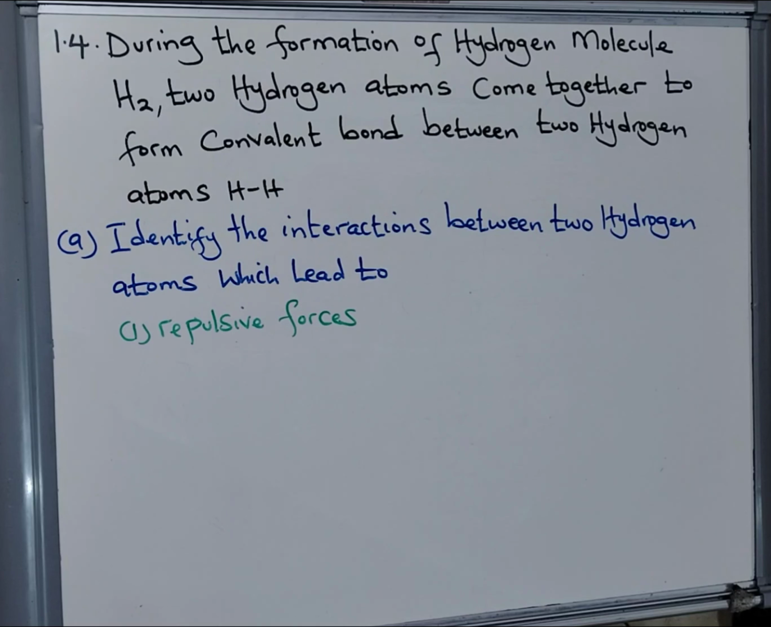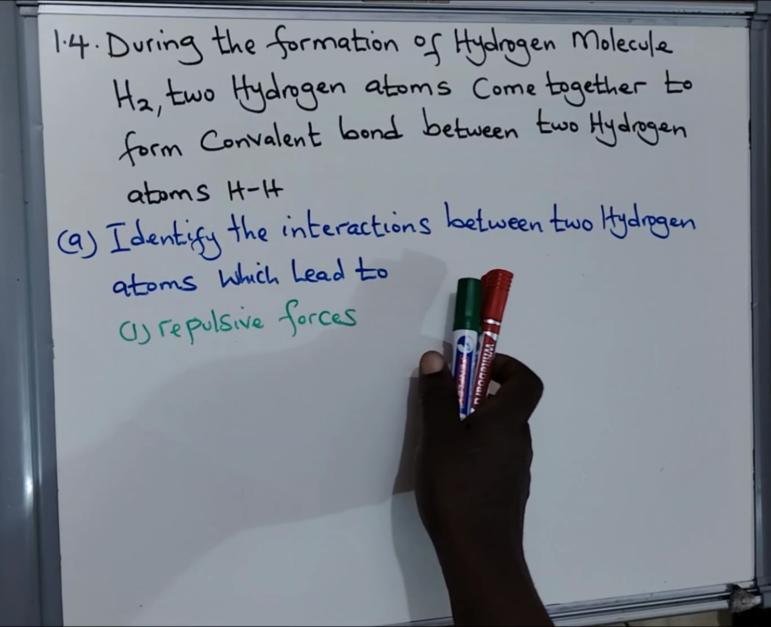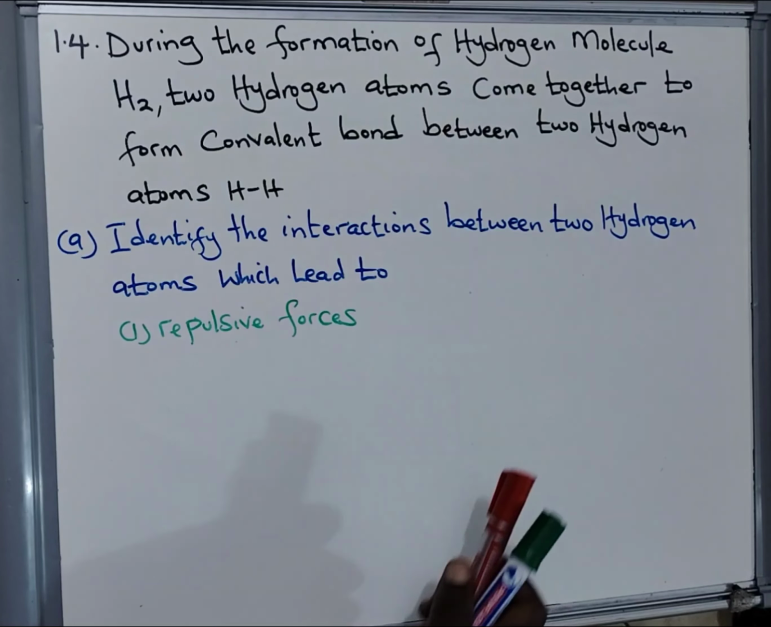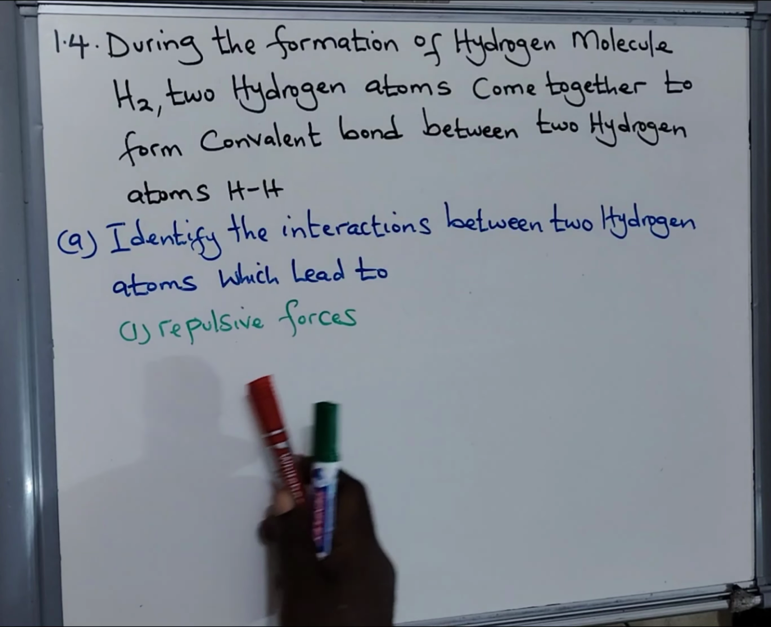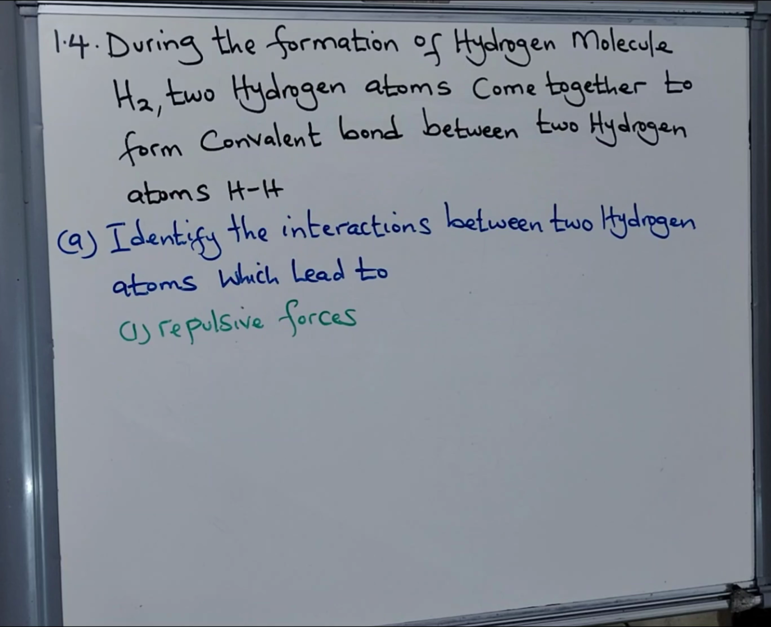Yeah, so here we need to know that two hydrogen atoms come together to form hydrogen molecule, which is H2. So H2 is made up of two hydrogen atoms bonded together by a covalent bond. Now, the question says, identify the interactions between two hydrogen atoms which lead to repulsive forces. Yes, these two atoms, they tend to repel each other.